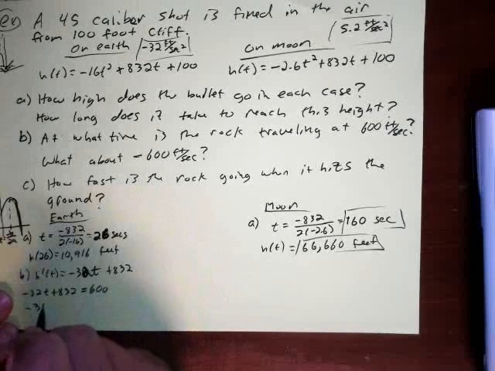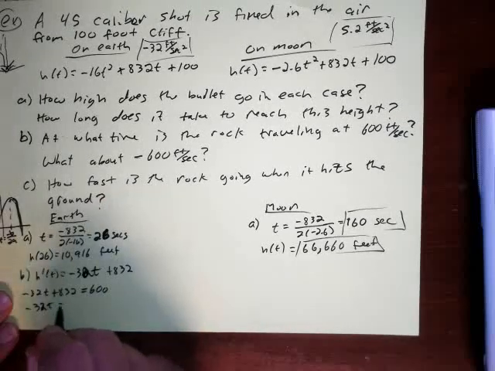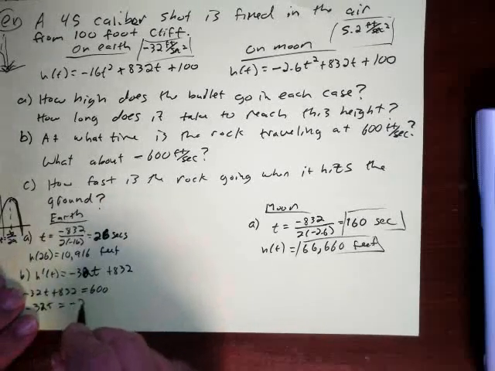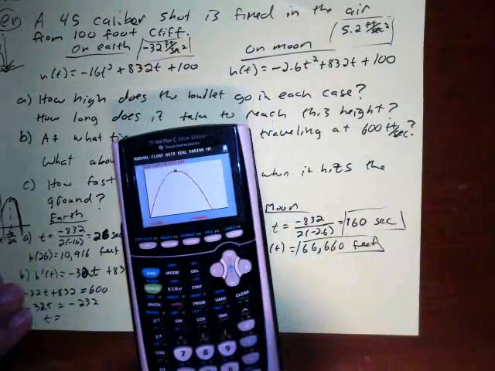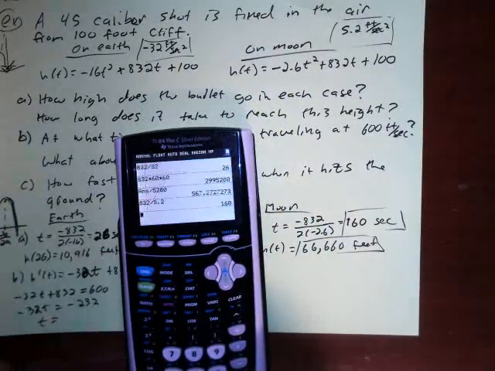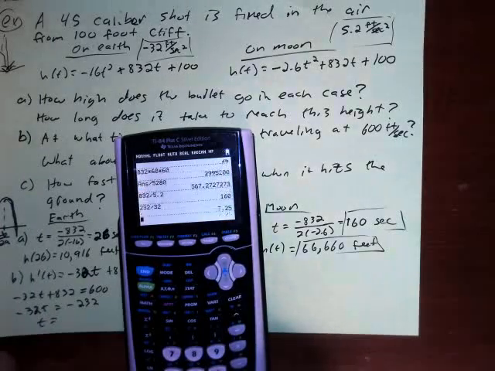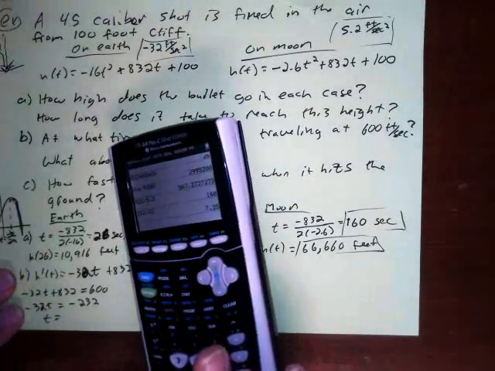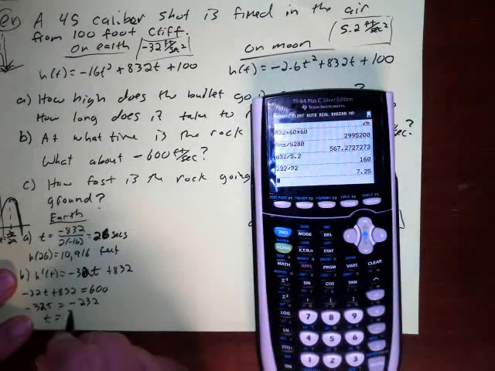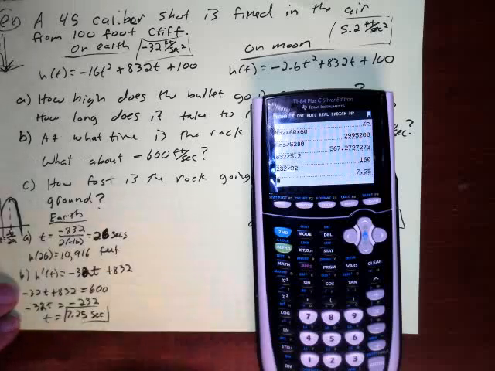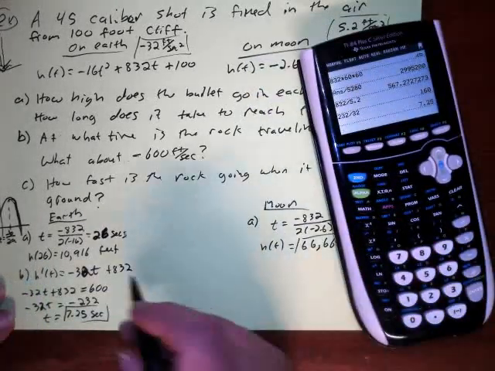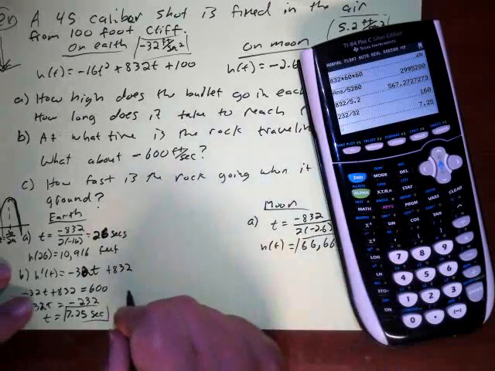So I get negative 32t is equal to, bringing this over, negative 232, and then I get t is equal to 232 divided by 32. And so I get like 7.25 seconds. That's when it's going to reach 600 feet. So then I could do the same for negative 600 feet.